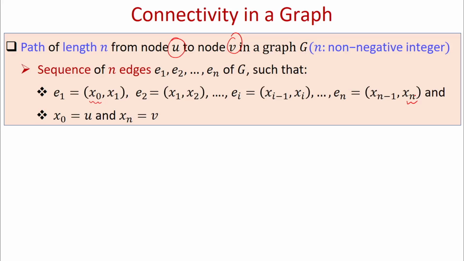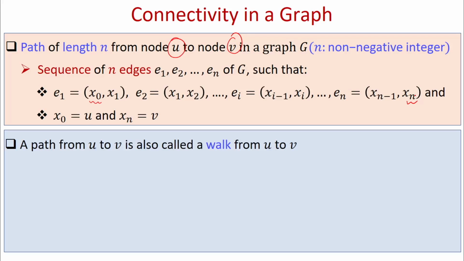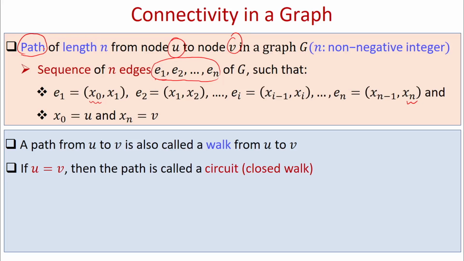So remember there is no restriction on whether the edges in this sequence of n edges are distinct or are allowed to be repeated. No such restriction is there when I consider a path of length n. A path is also called a walk from U to V because we are just traversing the edges and going from the node U to node V. If the starting vertex U and the end vertex V of the path are the same, then the path is also called a circuit or a closed walk.